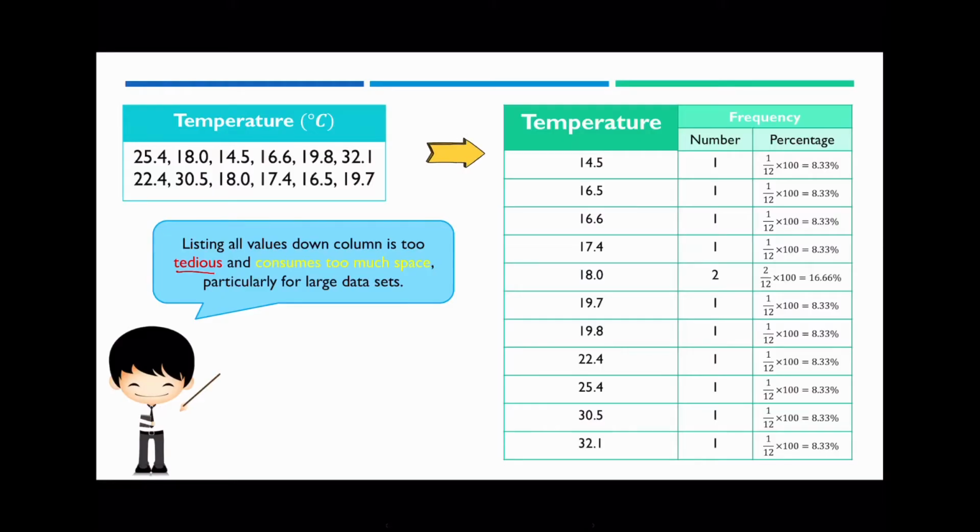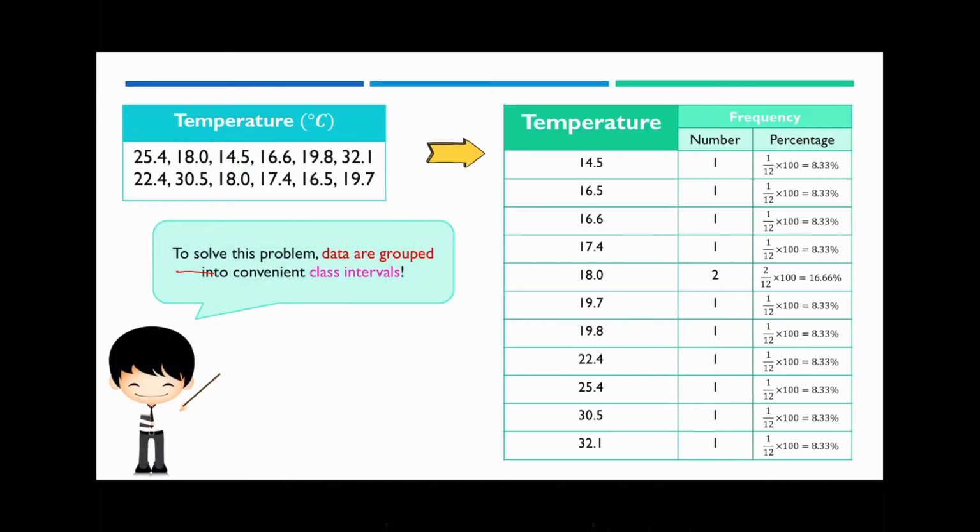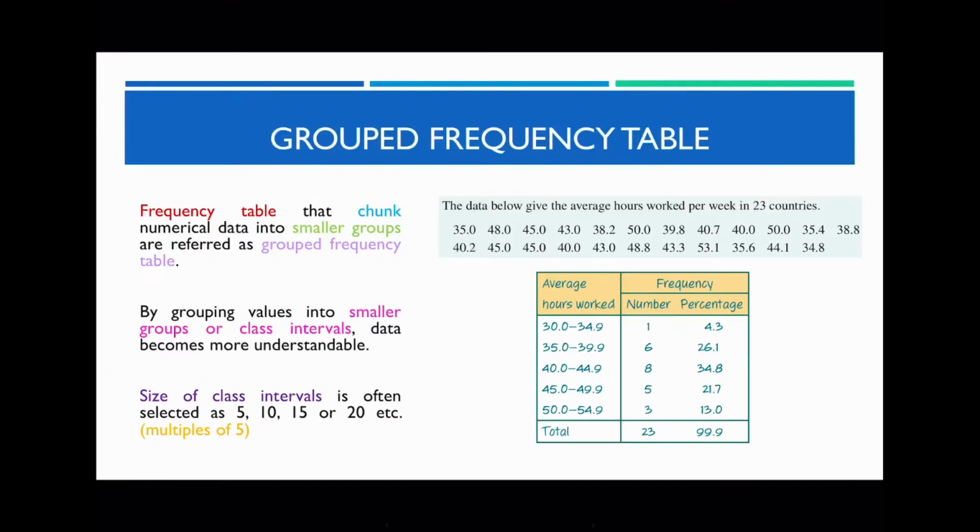So what we actually do, just to make this a bit more organized and a bit simpler, is that we group the data values into convenient class intervals. So class intervals are just smaller group sizes. So frequency tables that chunk numerical data into smaller groups are what we refer to as grouped frequency tables. By grouping values into smaller groups or class intervals, data becomes more understandable.